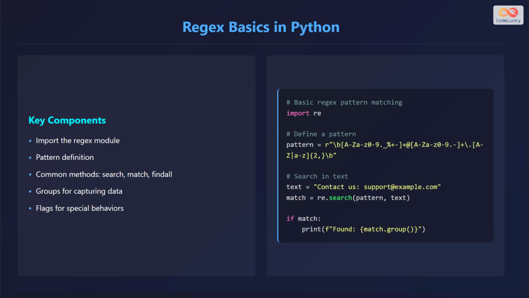Here is a basic example of regular expression pattern matching. We import the re module. Then we define a pattern to match a valid email address. After that, we use the search method to find the pattern inside a given text. If a match is found, we print the matched portion.